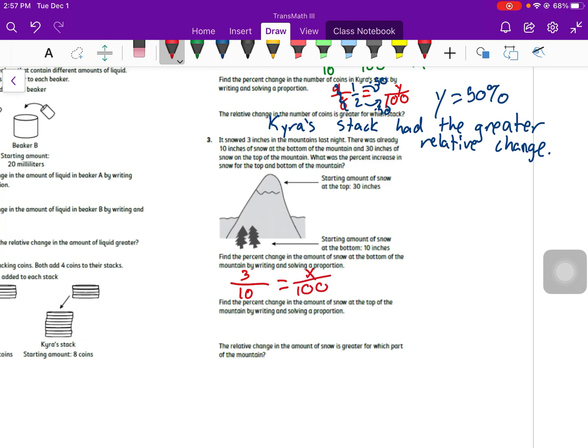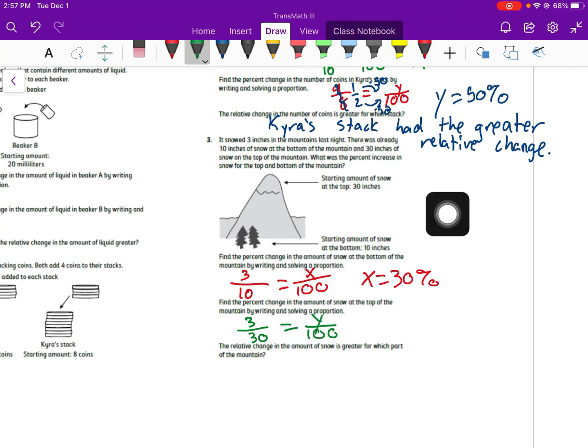So that tells me if I multiply across from left to right times 10, I had a relative change of 30%. For the top, it still went up 3 inches, but it started with 30 inches of snow. And then this is like that last problem. I can't just take 30 times something to get to 300, but I can simplify.